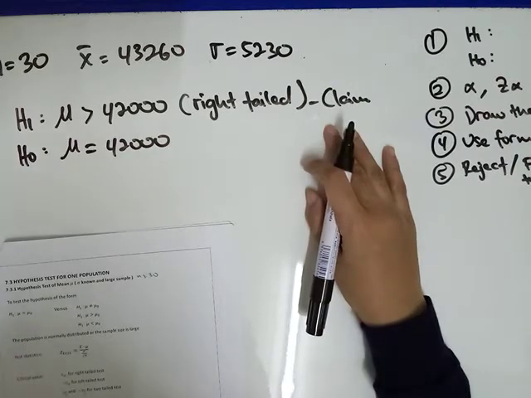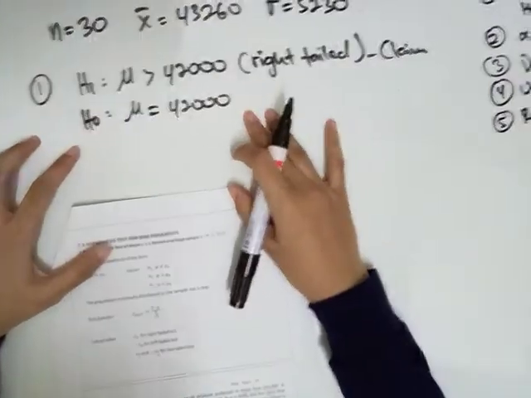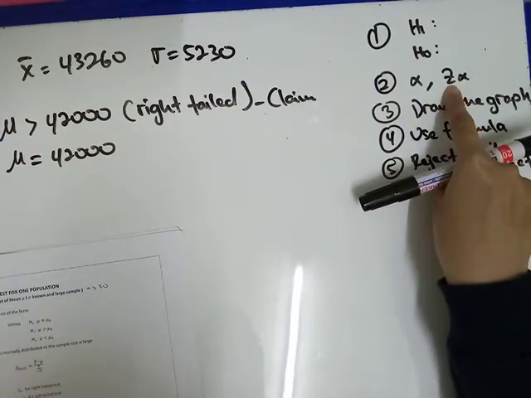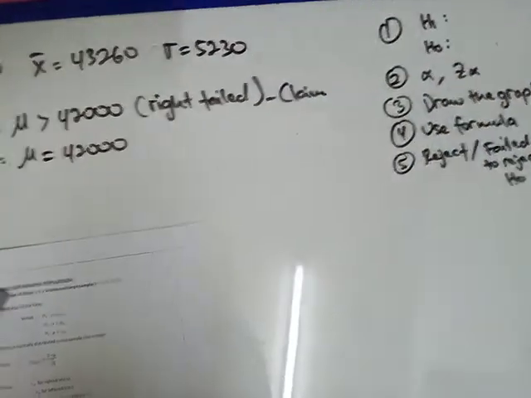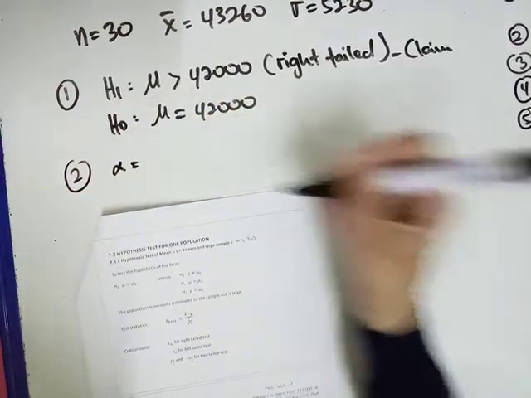Okay, and then second step. Okay, kita dah lepas first step. Second step is state the alpha and critical value. Okay, we need to find the critical value. So alpha is dia bagi berapa? 0.05.